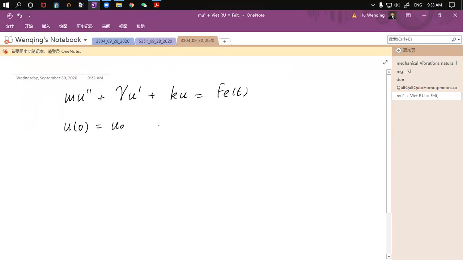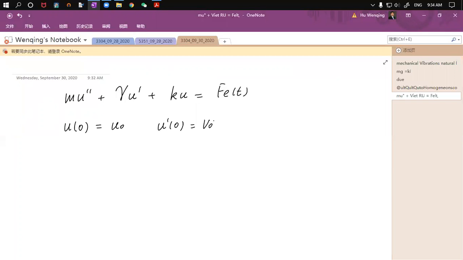u(0) is u0, and the initial velocity. Remember, u prime is the velocity, so v0 is the initial velocity. And once you have the initial conditions, in terms of a set of fundamental solutions, you're going to be able to find those constants and finally reach a particular solution. Is that good, family? Okay, so that's going to be very important.